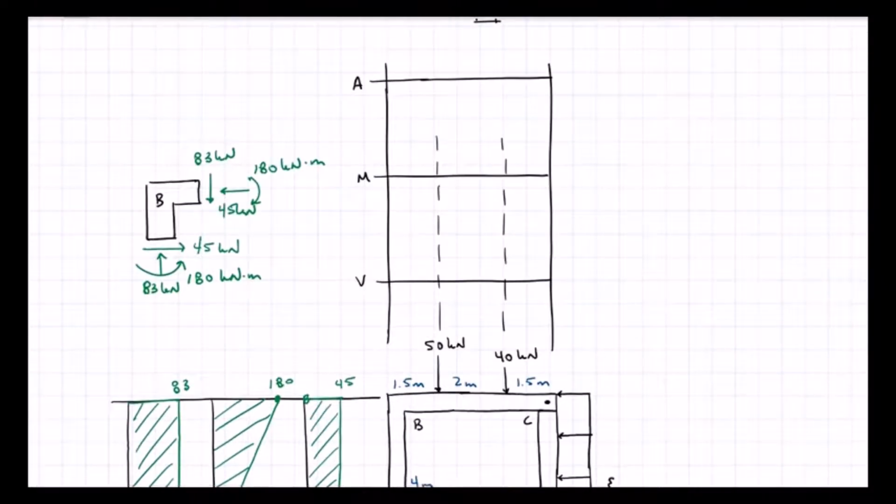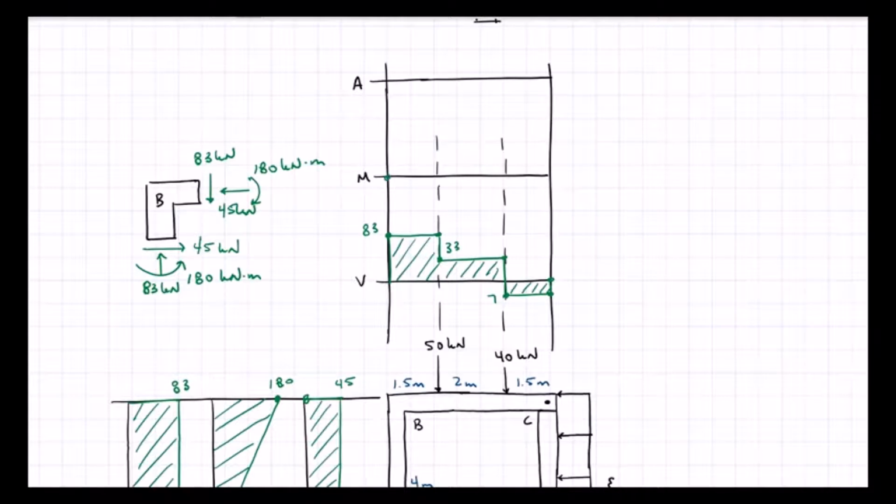Now we can move to this horizontal member. We have an initial shear of 83 kilonewtons down on corner B, so that means it's going to be acting up on the horizontal portion of corner B. We have no changes until we get to that 50 kilonewtons, so we're going to drop down to 33, no changes. Drop down to 7, come across, which means we'll need to come back up 7 for this horizontal member to be in balance.